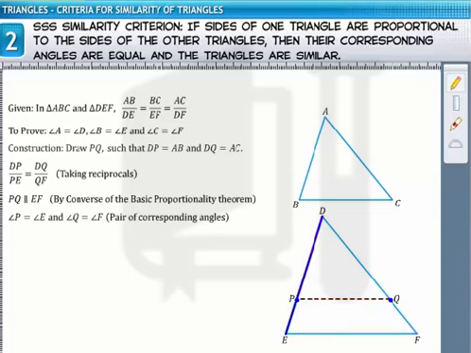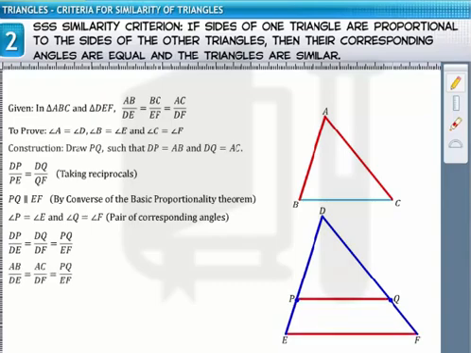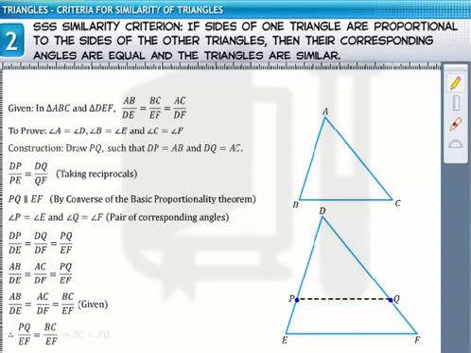Now, DP upon DE is equal to DQ upon DF, which is equal to PQ upon EF. This can also be written as AB upon DE is equal to AC upon DF, which is equal to PQ upon EF. But AB upon DE is equal to AC upon DF, which is equal to BC upon EF. Therefore, PQ upon EF is equal to BC upon EF. Hence, BC is equal to PQ.